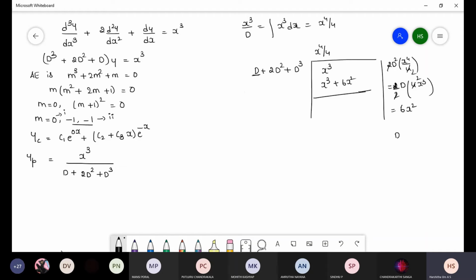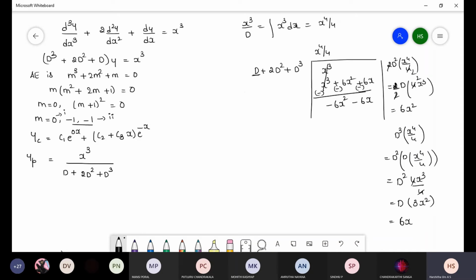Next comes D cube of x power 4 divided by 4, the triple differentiation. The first differentiation is 4x cube divided by 4, so the 4 gets cancelled. The second differentiation is 3x square. The third differentiation is 6x, so I write plus 6x. Change the sign. Here we get minus 6x square minus 6x.